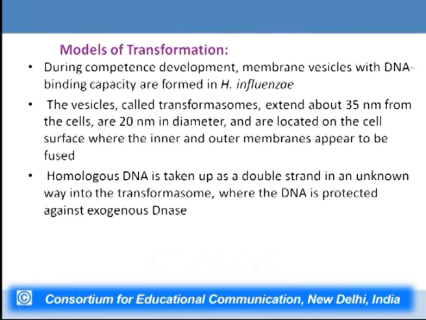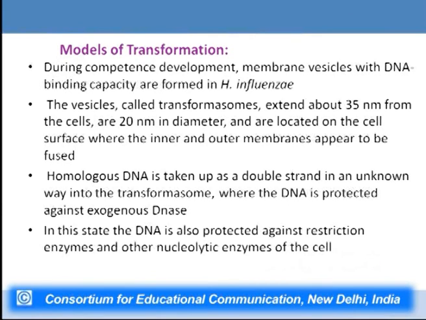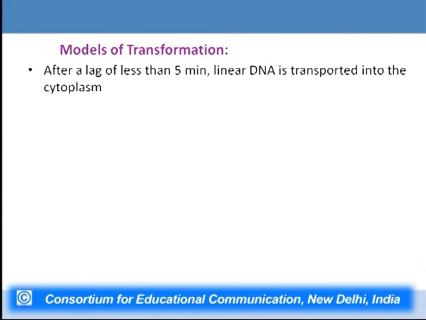Homologous DNA is taken up as a double strand in an unknown way into the transformosome where the DNA is protected against exogenous DNases. After a lag of less than 5 minutes, linear DNA is transported into the cytoplasm.